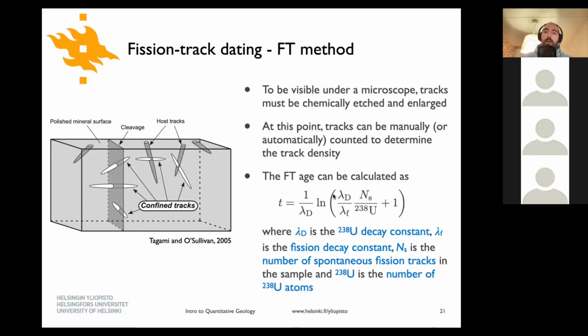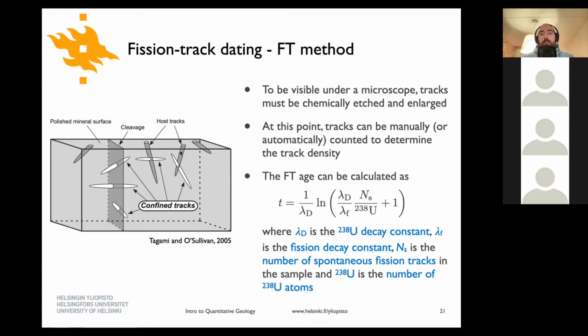And then here we have, again, an age equation that's based on the number of spontaneous tracks that have been formed. So that's NS here, and some decay constants and things like that. And you can come up then with an age using the density of these fission tracks. And you can see, for instance, here, this is a polished mineral surface. So this would be like, if you cut your sample and then polished a nice clean surface, there are tracks that are going to intersect that surface.